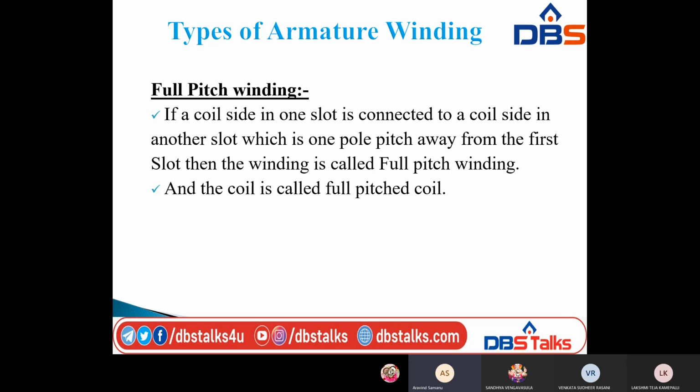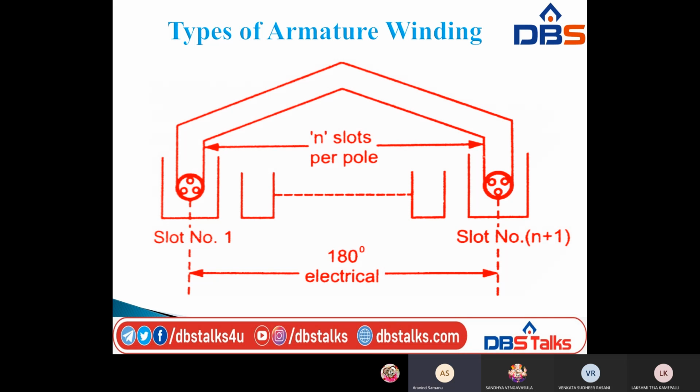If you have the winding, that is called a full pitch winding. If you have the coil, that is called a full pitched coil. If you see this diagram, you will understand. Here I am taking two slots, slot number 1 and slot number 2. If you take this slot number as n, then this slot number is n plus 1. We have n slots per pole. So these are the turns we have.